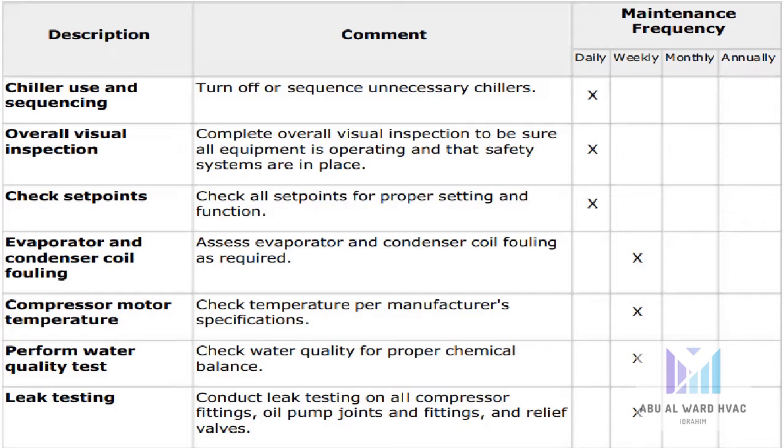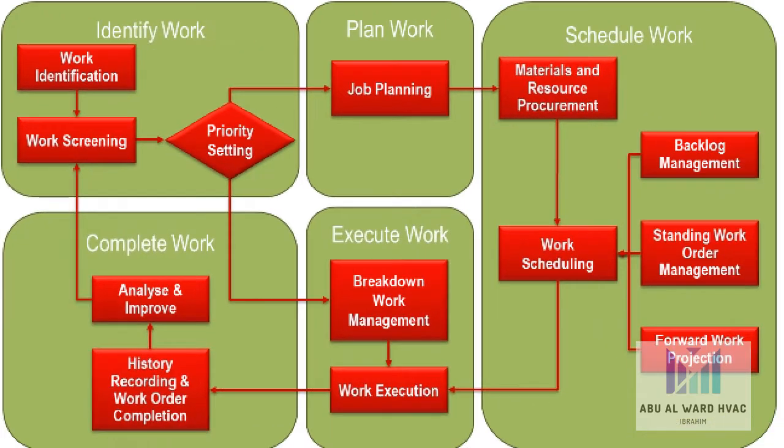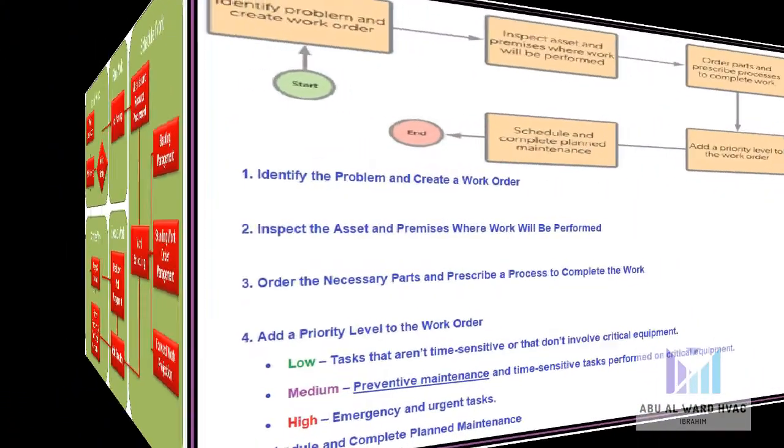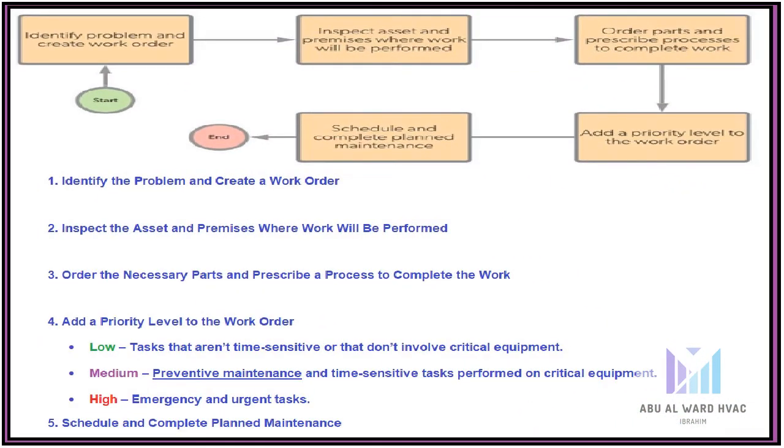The planning process involves inspections, part ordering, process descriptions, and work prioritization. These responsibilities fall on the maintenance planner's shoulders. The planned maintenance program for a facility may include scheduling, but sometimes scheduling occurs separately via a maintenance scheduler. Planned maintenance workflow. The workflow for planned maintenance involves several steps, including first, identify the problem and create a work order. Second, inspect the asset and premises where work will be performed.